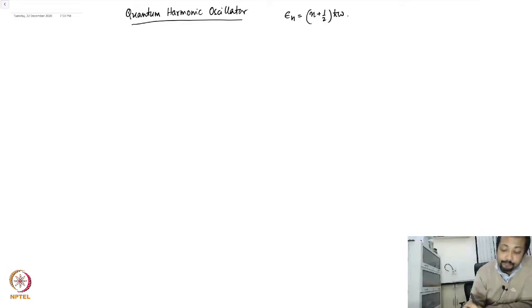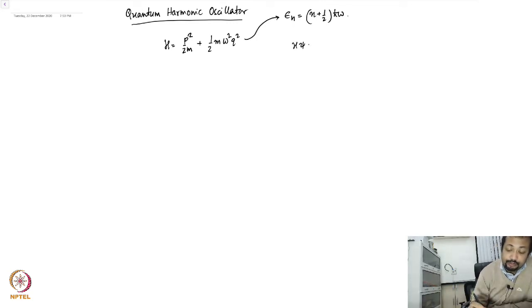and the energy eigenfunctions are given by e to the power minus x square over 2. So before we write this, the Hamiltonian of the system is p square over twice m plus half m omega square q square. This gives me discrete energy eigenvalues once I solve the equation H psi equals E psi.